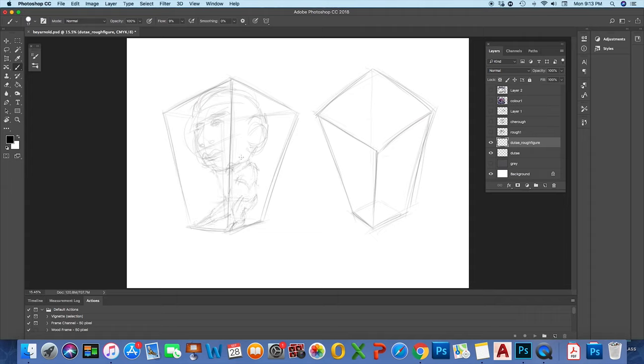Then I start to look at proportions. This would mostly matter if I were to be drawing a more naturalistic figure, but since my figure is quite cartoonish, I am proportioning the oval head to be unnaturally large relative to the body.